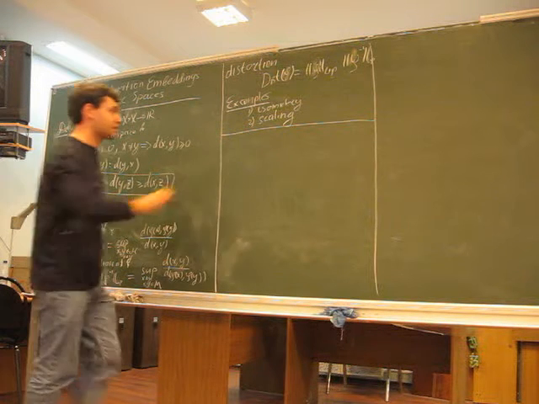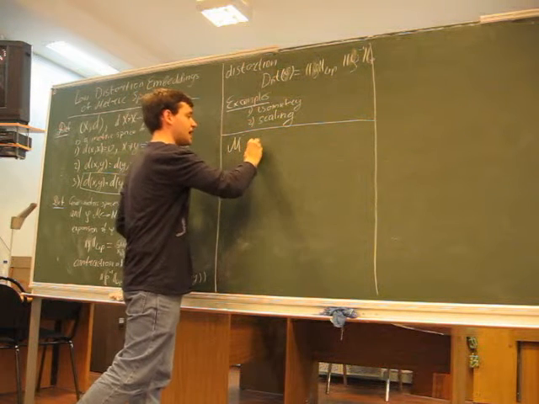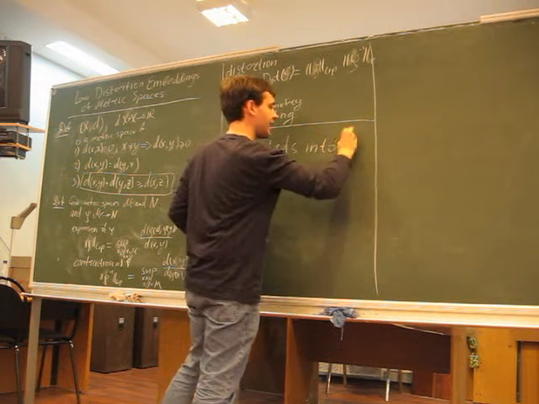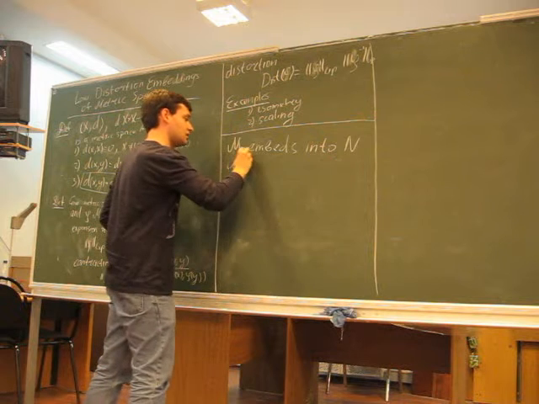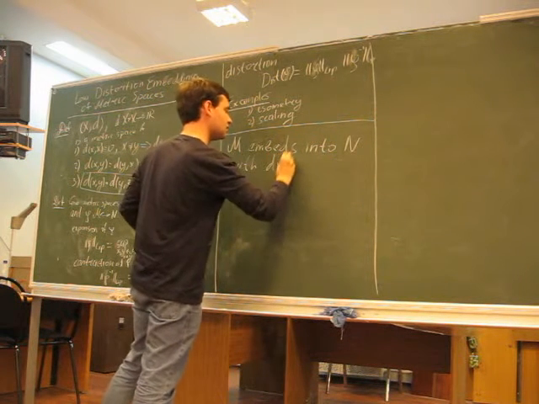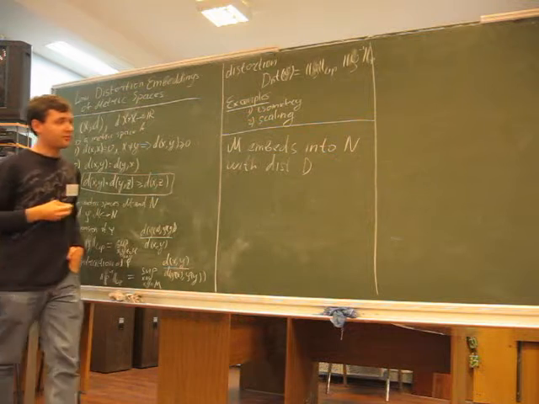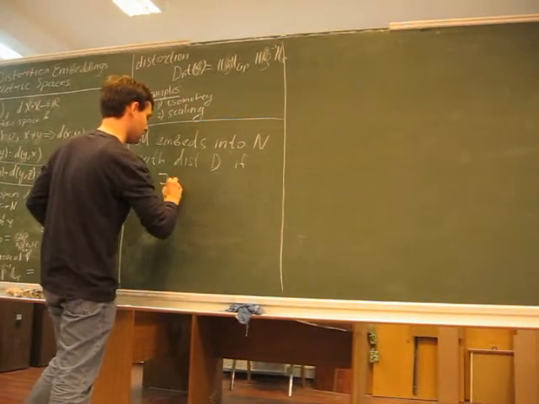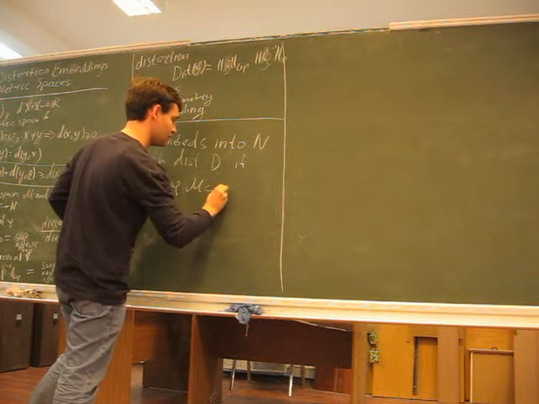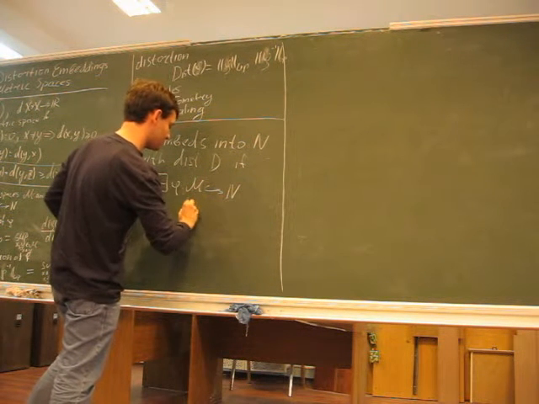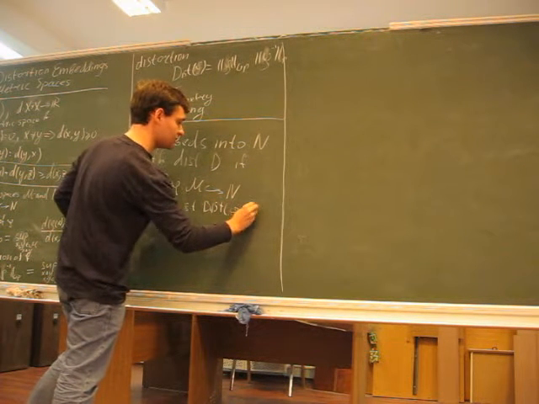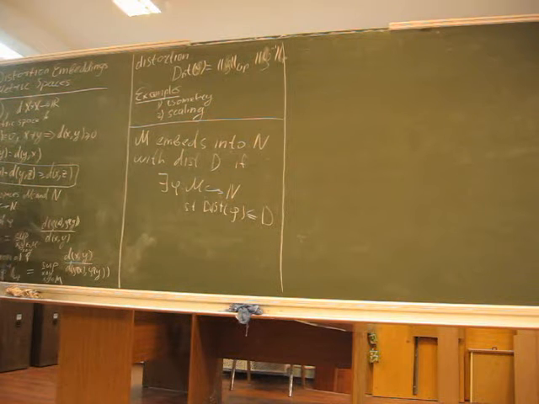And in general, we will say that a metric space M embeds into N with distortion D if there exists a map from M to N such that the distortion of this map is at most D. So this is the definition that we will need.